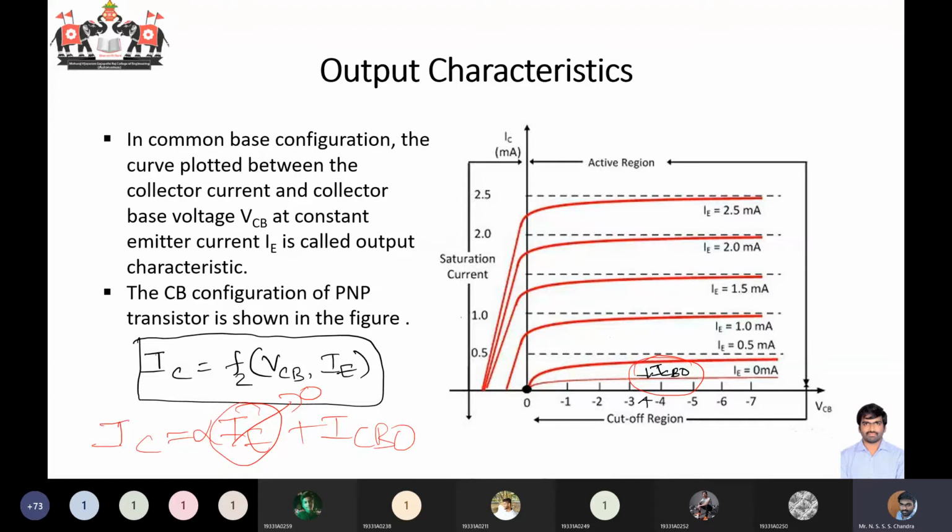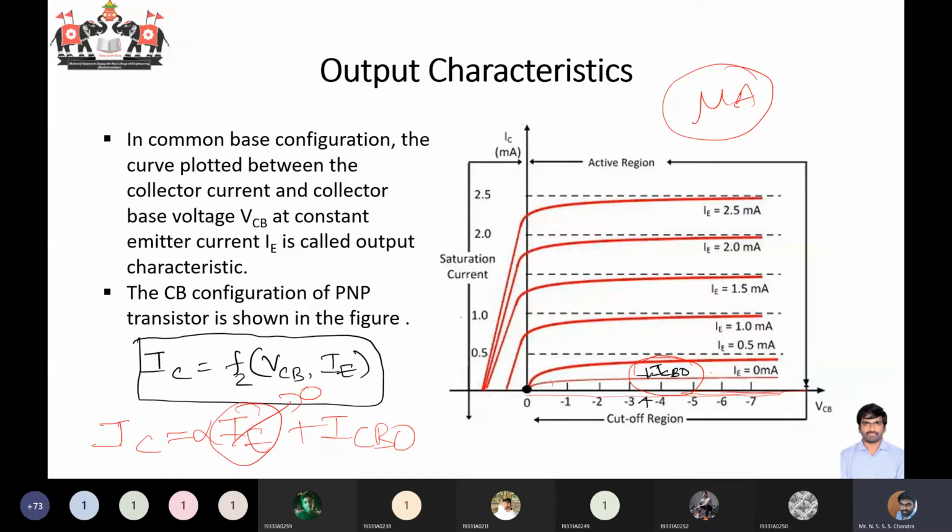This ICBO will be in the range of microamperes, so it's mostly coinciding with the origin. Only to show you, we have drawn that graph. But in reality, this line will be coinciding mostly with your x-axis, because this is only in microamperes, whereas all other currents are in milliamperes, right? So almost this will be coinciding with your x-axis.